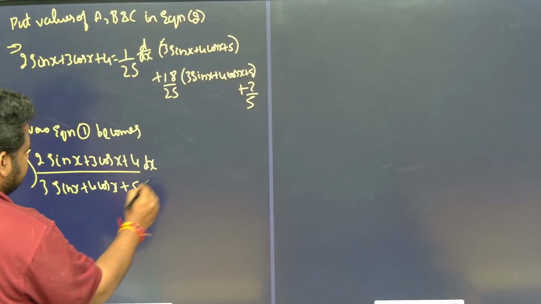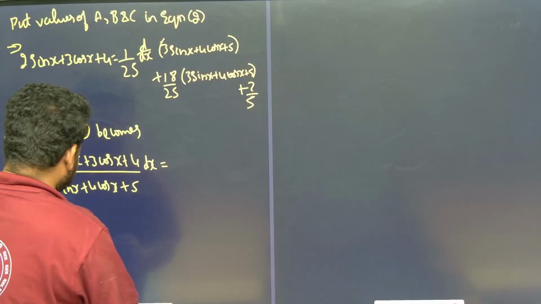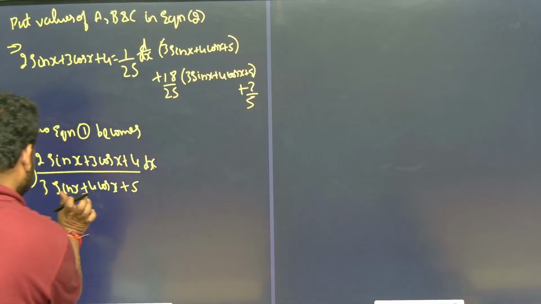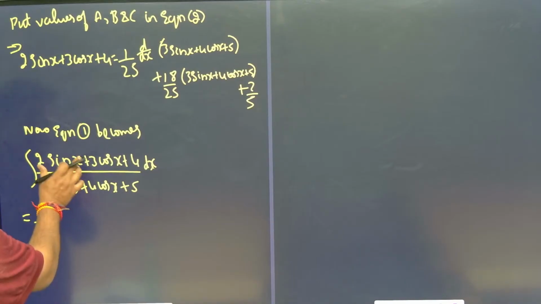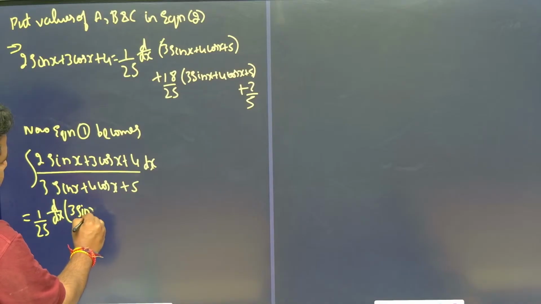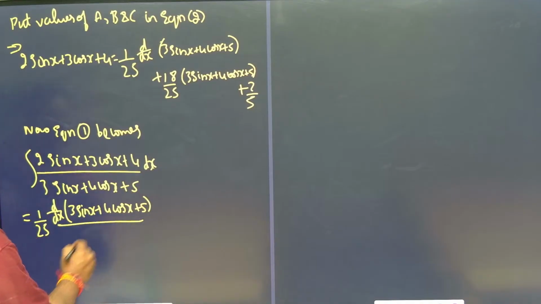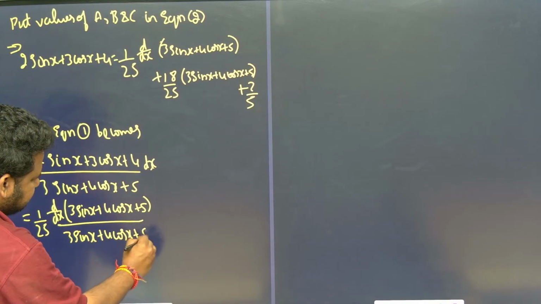This will be equal to the given integral. Let me write it here. This will be equal to d by dx of 1 by 25, numerator value we have to put. 1 by 25 into d by dx of 3 sin x plus 4 cos x plus 5, divided by the denominator, 3 sin x plus 4 cos x plus 5. Separate and divide, that's it.